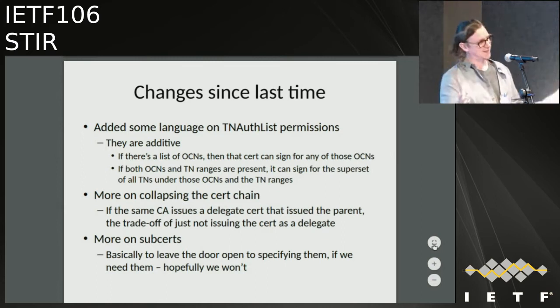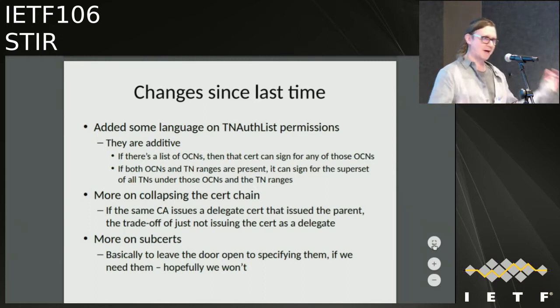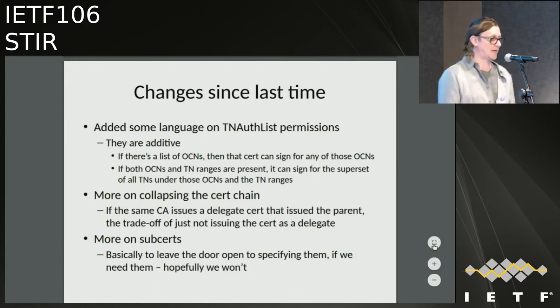It is the superset of all the telephone numbers covered by those two OCNs. And similarly, if you have heterogeneous resources like an OCN and a telephone number range, it's not saying that within this OCN, you can sign this telephone number range. Instead, it's saying you can sign for anything under this OCN and anything under this telephone number range, even if they are overlapping. So we just wanted to make that clear. I guess this is where we're going to end up making that clarification.